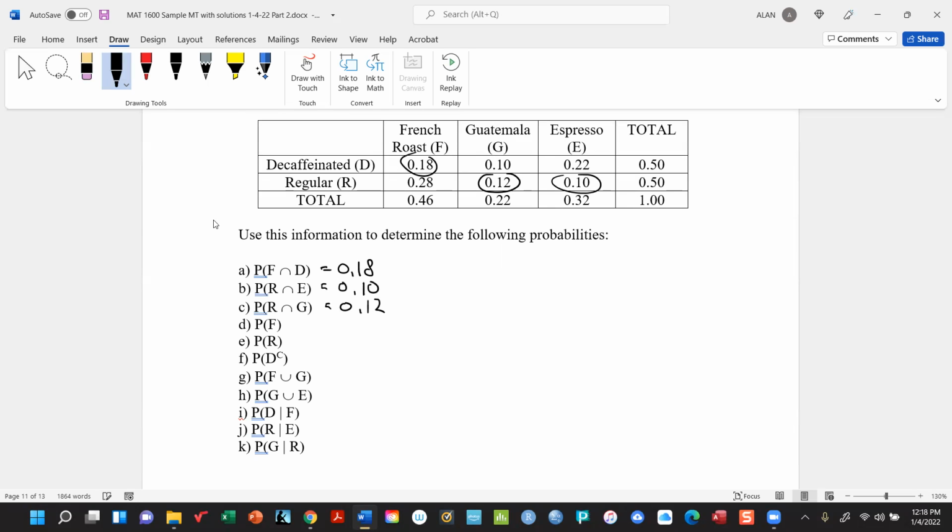Now, what about F? F is all the French roasts, regardless of whether they're decaf or regular. So that's also quite easy. R is all the regulars, regardless of what flavor they are. With D complement, we can just use the rule. D is right here, 0.5.